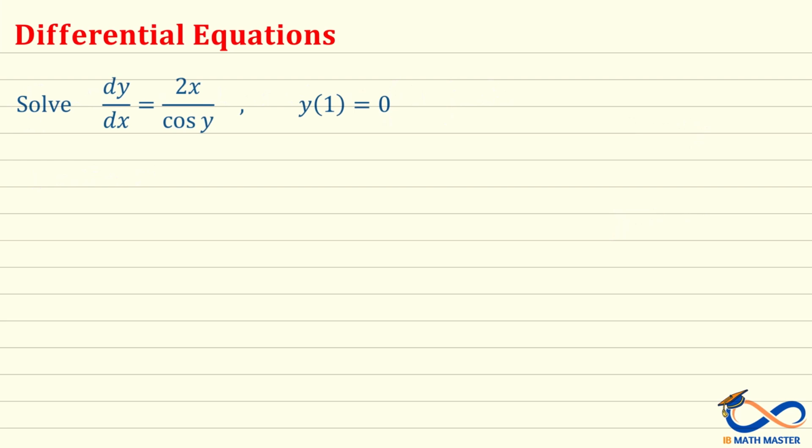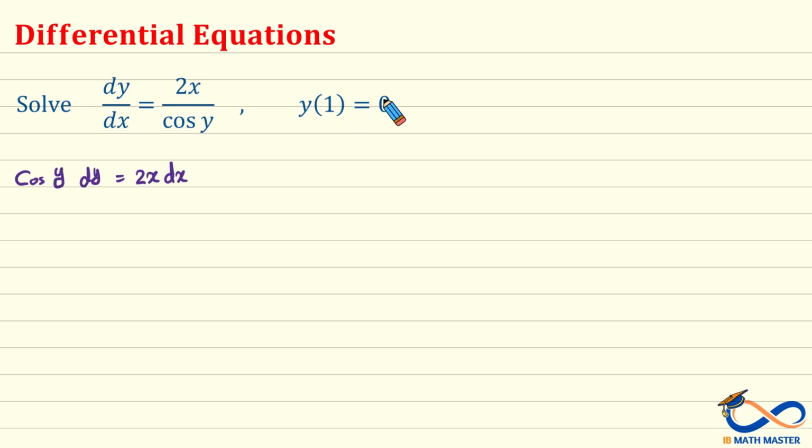Now, let's move on to another example. Here we have dy over dx equals 2x over cosine y. We notice that this side has a mix of x and y. So first, we will separate the variables by cross multiplication. We'll multiply by cosine y and by dx. So we will get this.